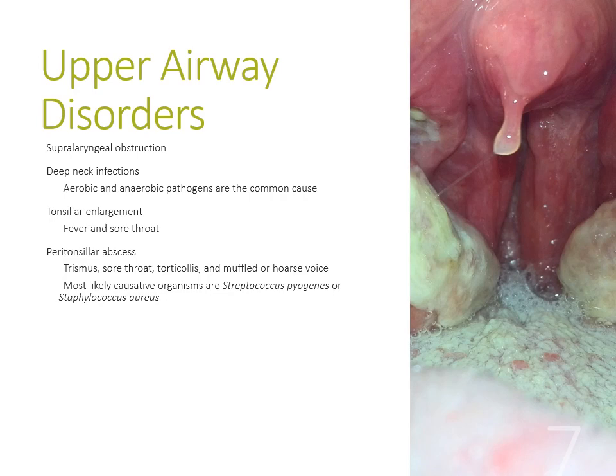Peritonsillar abscess commonly forms unilaterally around the tonsillar tissue. So it causes unilateral, or on just one side, swelling and protrusion of the affected tonsil into the oropharyngeal space with a deviation of the uvula to the unaffected side.